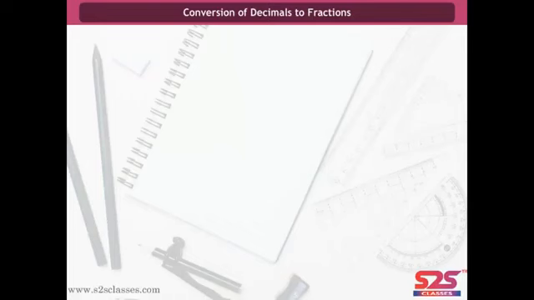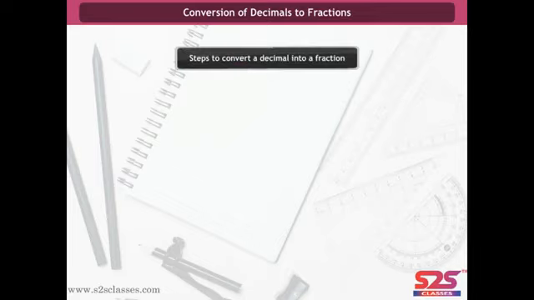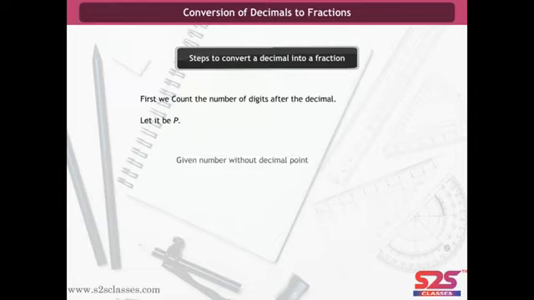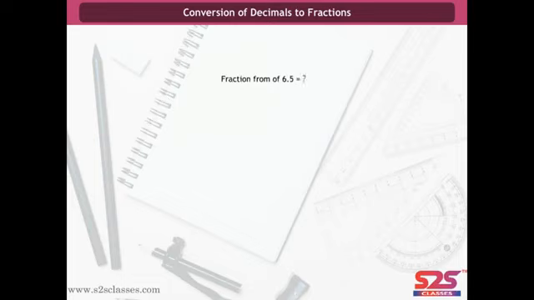Conversion of decimals to fractions. We know how to convert decimals into fractions. First, look at the steps to convert a decimal into a fraction. First, we count the number of digits after the decimal point. Let it be p, and write the fraction as the given number without the decimal point divided by 10 raised to the power p, and then reduce the fraction to its simplest form. Let us look at some examples.